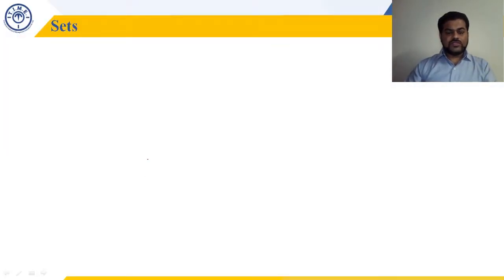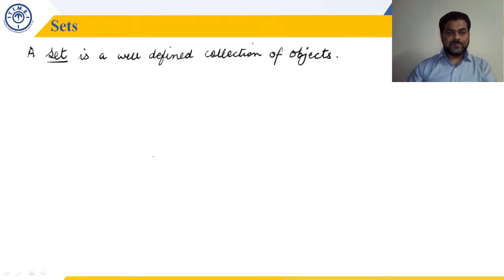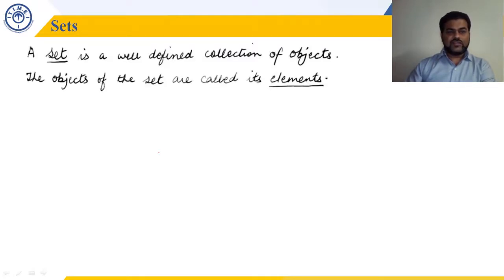First thing we'll see is what is a set. A set is a well-defined collection of objects. Now these objects of the set are known as elements of the set.